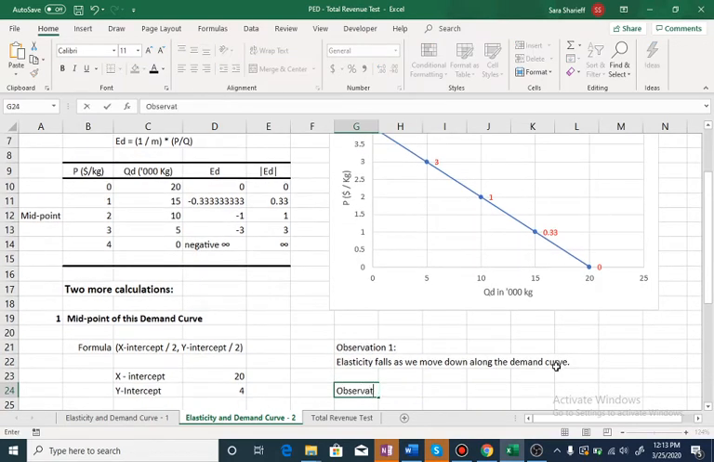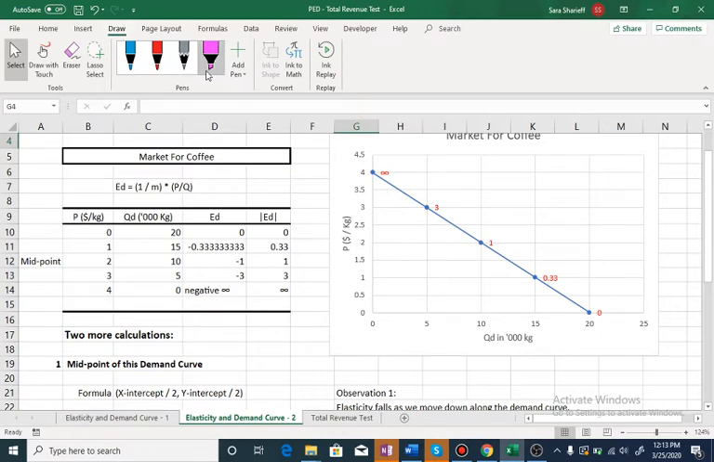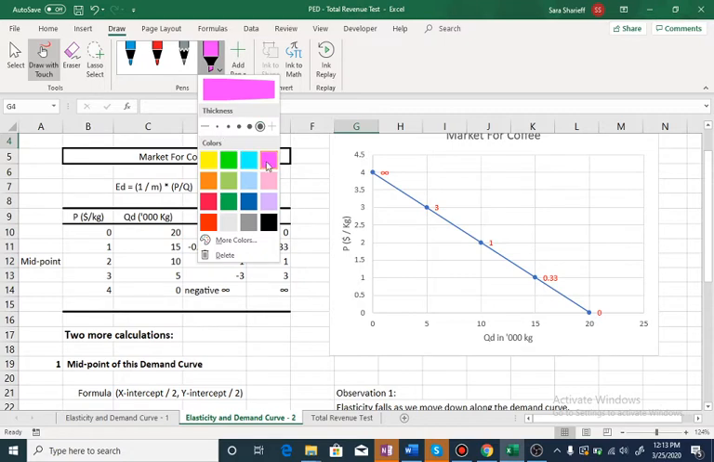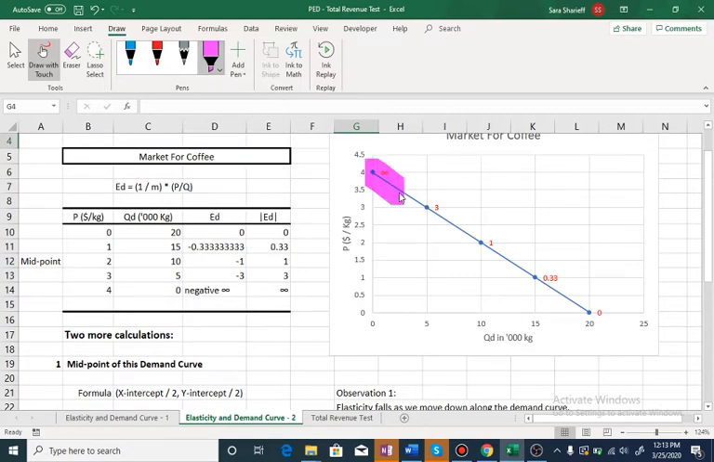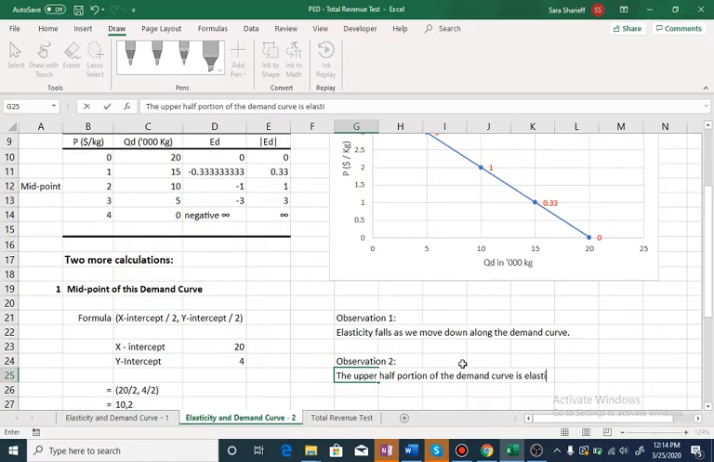What is your observation number 2? Another very important observation. In the upper half region of the demand curve, let me highlight it, in this region, your absolute value of price elasticity of demand is greater than 1. This region is known as the elastic region, because the absolute value of price elasticity of demand is greater than 1. The upper half portion of the demand curve is elastic, right?